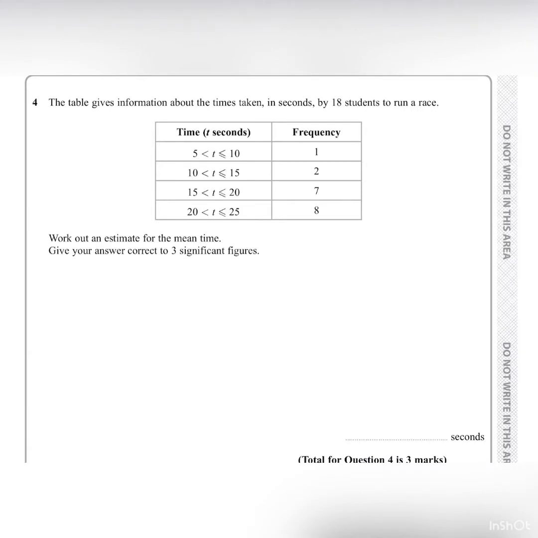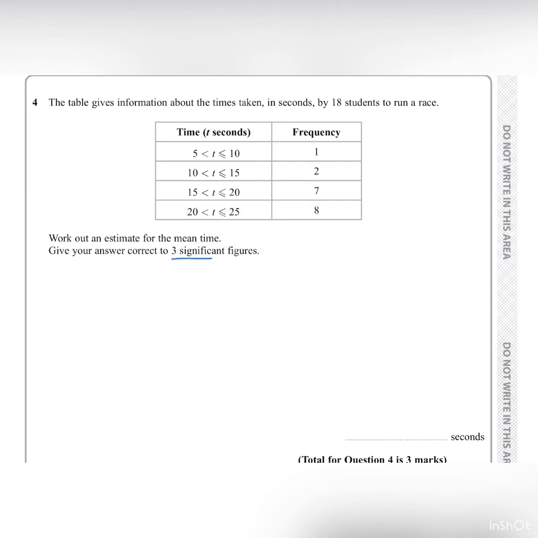Question number 4 says the table gives information about the time taken in seconds by 18 students to run a race. The data is given in groups. What this means is that one person completed the race between 5 and 10 seconds, and 2 students completed between 10 and 15, and so on. It says work out an estimate of the mean time and give your answer to 3 significant figures.